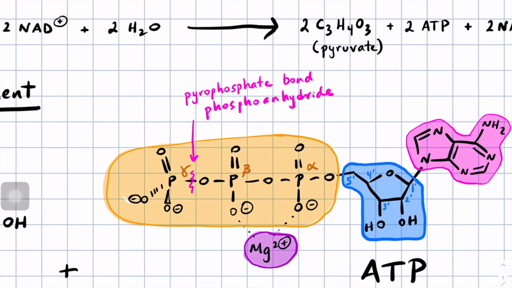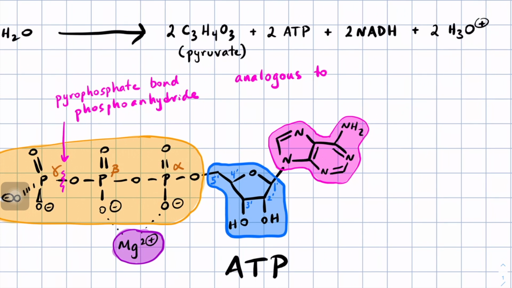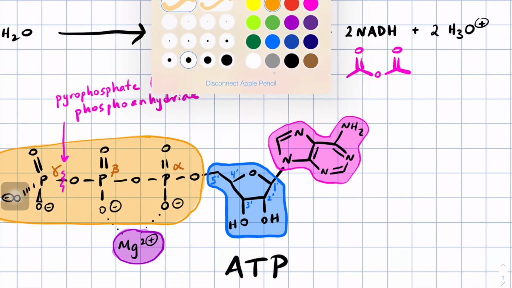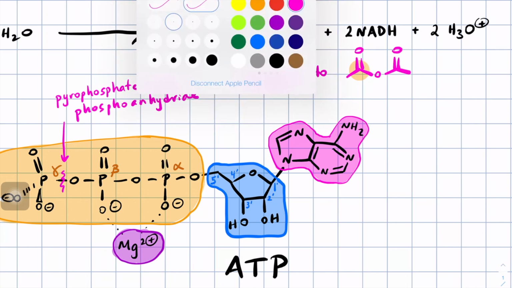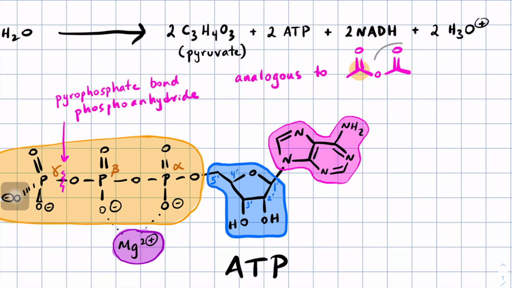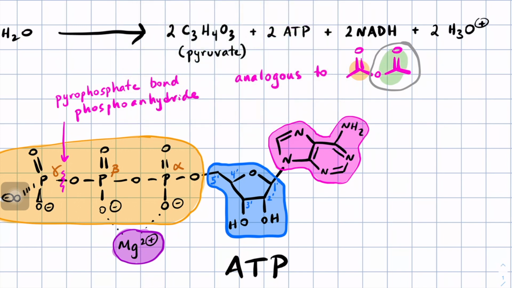phosphoanhydrides are similar in stability or are analogous to carboxylic acid anhydrides. So if you remember back to chapter 22, we encountered a molecule like this, and we said that the two carbonyl carbons are identical, so we'll just choose one of them. That carbonyl carbon is very reactive because it's attached to something that is a good leaving group. If acetate leaves, the negative charge is stabilized by resonance.